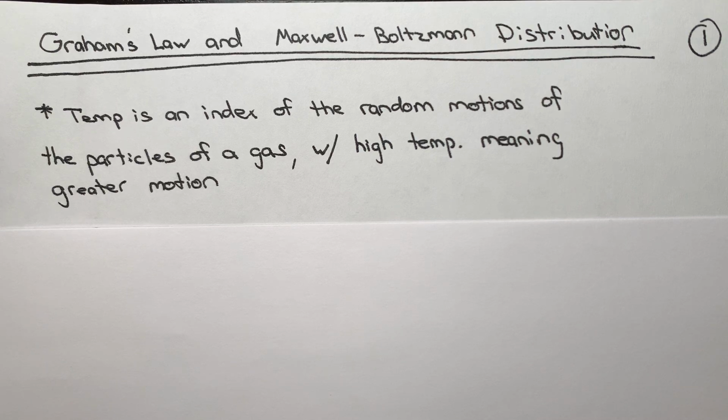Hey guys, today's video will be on Graham's law and Maxwell-Boltzmann distribution curves. So the first thing I want to talk about is that temperature is really just a reflection of motion, right? So if we're investigating a sample of gas, what we're really describing with temperature is just the degree of motion. And the idea is that with higher temperatures, we are going to have greater motion, okay?